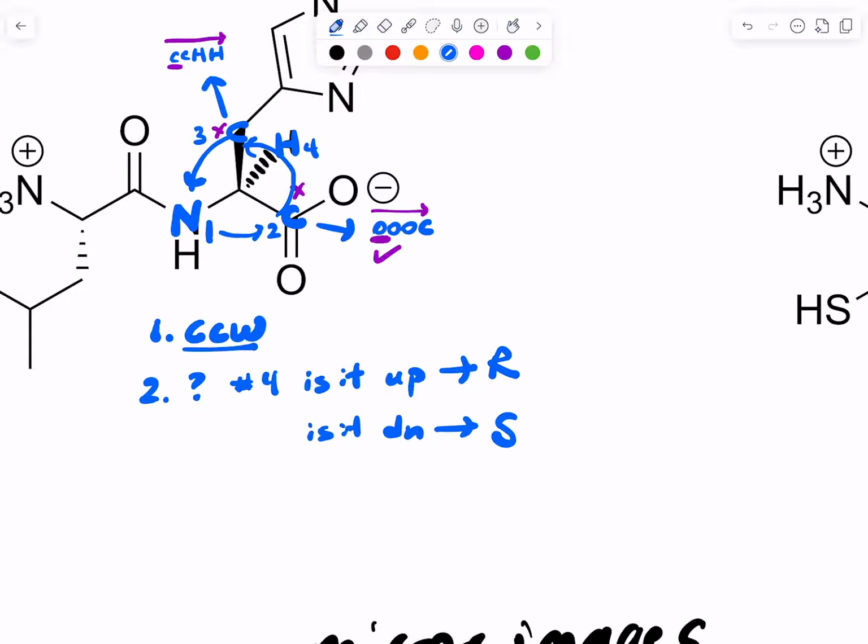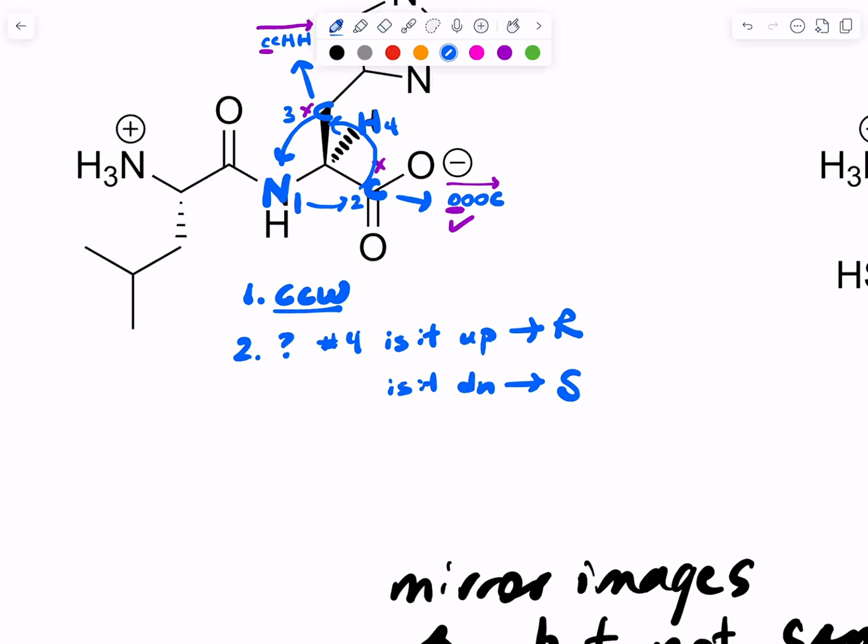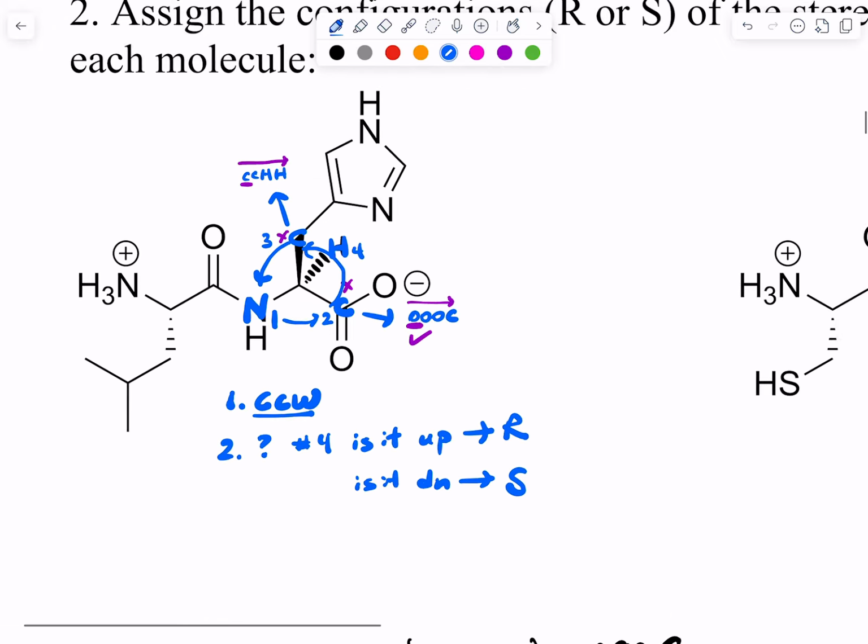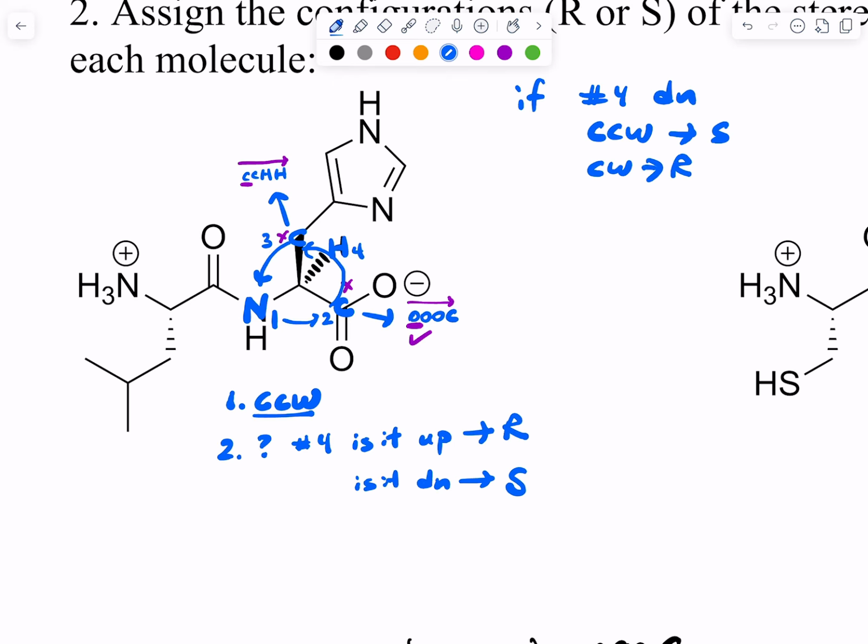What most people do is they memorize the rules for where the priority 4 group is down in the back, and then they just remember to flip it if the priority 4 group is up. Okay. And let me just say, another way to formulate the rules is if the priority number 4 group is down, counterclockwise is S, and clockwise is R.